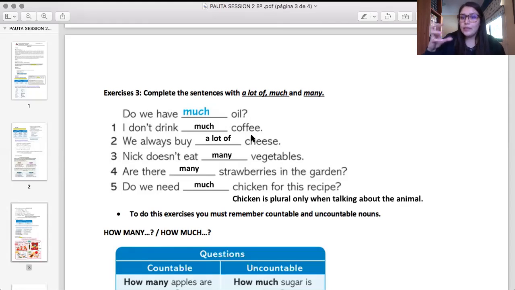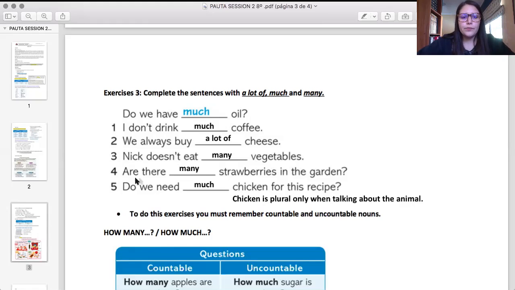Except when we talk about bottles or cartons, where the liquid comes. Number 2, we always buy a lot of cheese. This is an affirmative sentence, so it's talking about quantity, a lot of cheese. Number 3, Nick doesn't eat many vegetables. This is a negative sentence, and we're talking about vegetables that we can count. It's not specific which vegetable, but in general, we can count them.